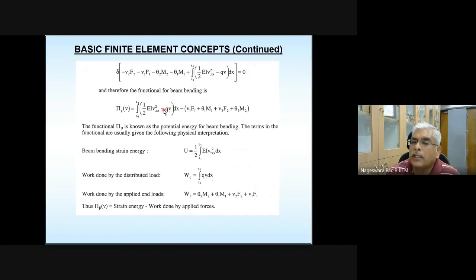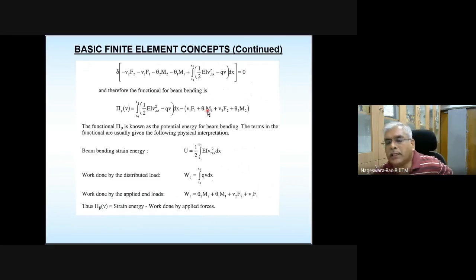This is also minus here, this is also minus. All the details are explained here. Bending strain energy, beam bending strain energy, is the first term. Work done by the distributed load is this term. Work done by the applied end loads at node 1, node 2, is given by this. So finally, potential energy is strain energy minus work done by the applied forces. Okay.